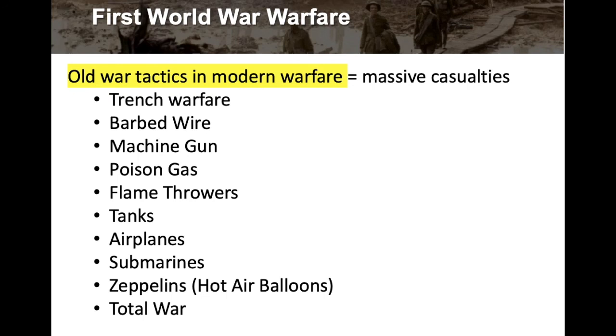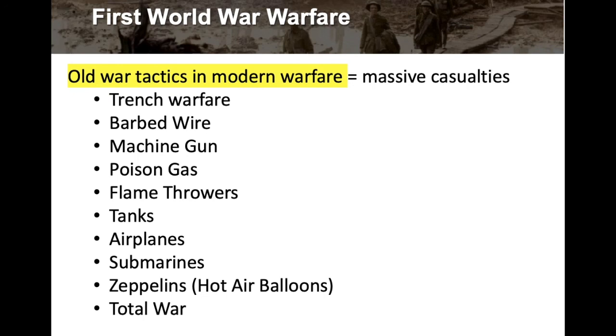The development of the airplane, where first was air reconnaissance, so you could see where the enemy was. But then second was actual air combat, where you might hear about the Red Baron, with biplanes fighting each other in the skies. Primitive bombings, where the planes would go over trenches and bomb. There were German bombers that would go over London. They actually bombed London.